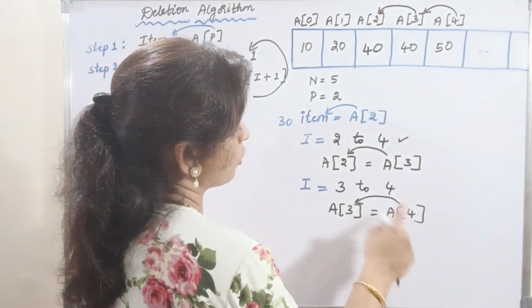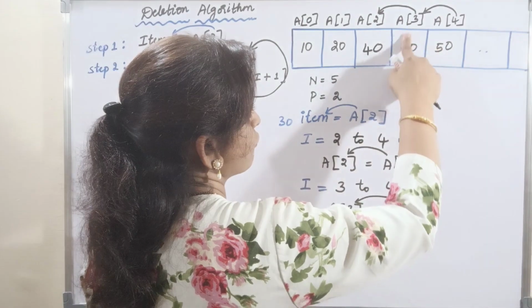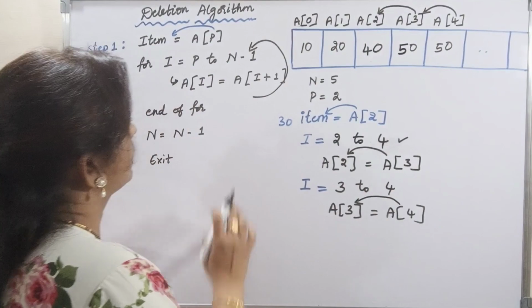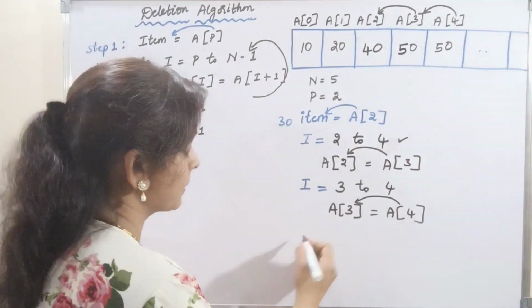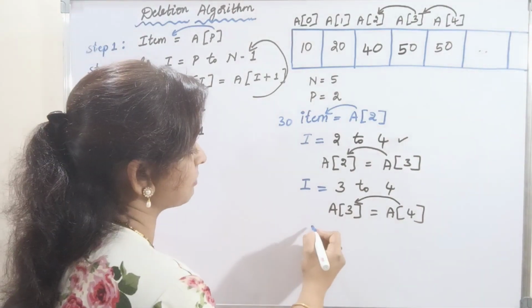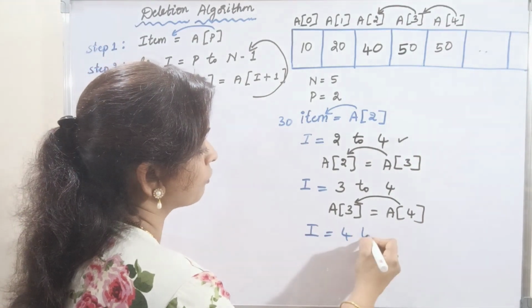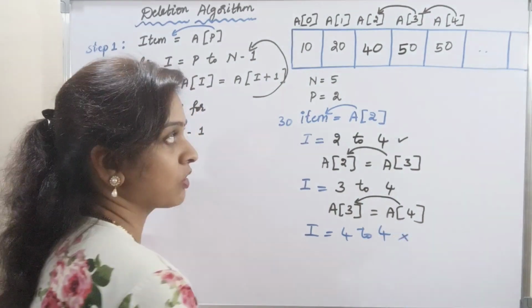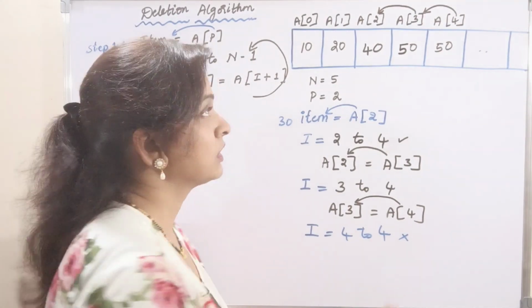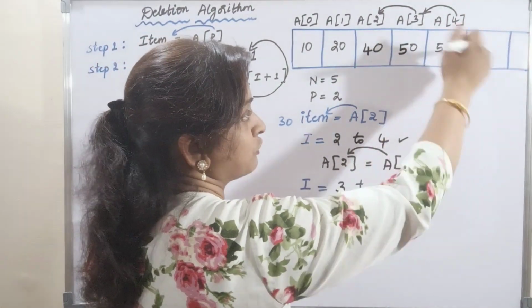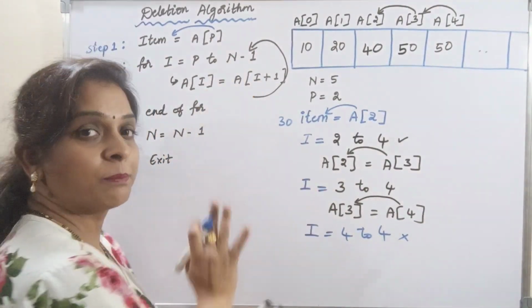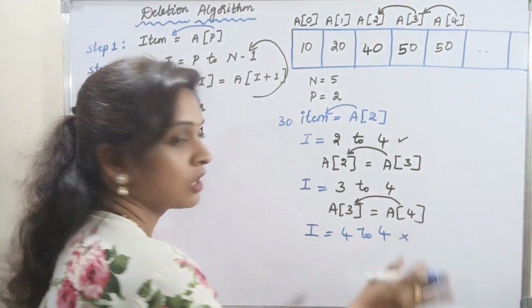So here, a of 4 will come to a of 3. What do we have in a of 4? It is 50. That will come to a of 3. Done. Next, again loop back. I need to move forward. So what will be the i value? It will be up to less than n minus 1, so i equal to 4 to 4. The condition is not satisfied. I don't go up to the last value because there is no more element to be shifted to the previous order. So I have to go up to n minus 1.